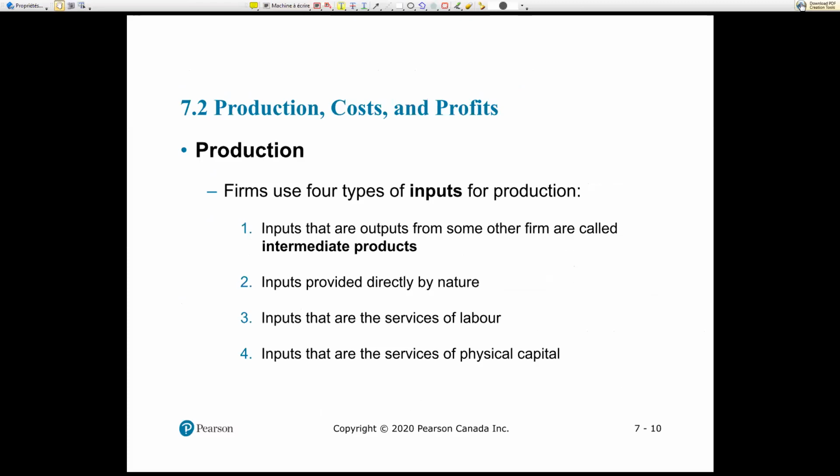All right. Production. Firms use, oh, by the way. Just wanted to know what time it was.